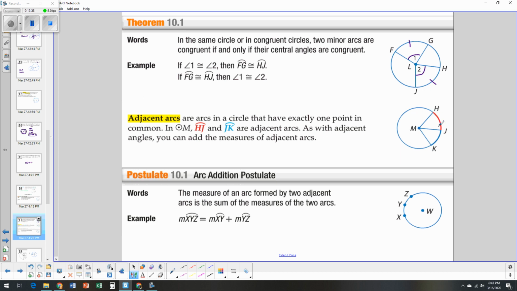And adjacent arcs, much like adjacent angles, are two arcs in the same circle that are connected by an endpoint and do not overlap. The arc addition postulate is a lot like the segment or angle addition postulate. So I can find the measure of an entire arc by adding up the two smaller portions that make it.